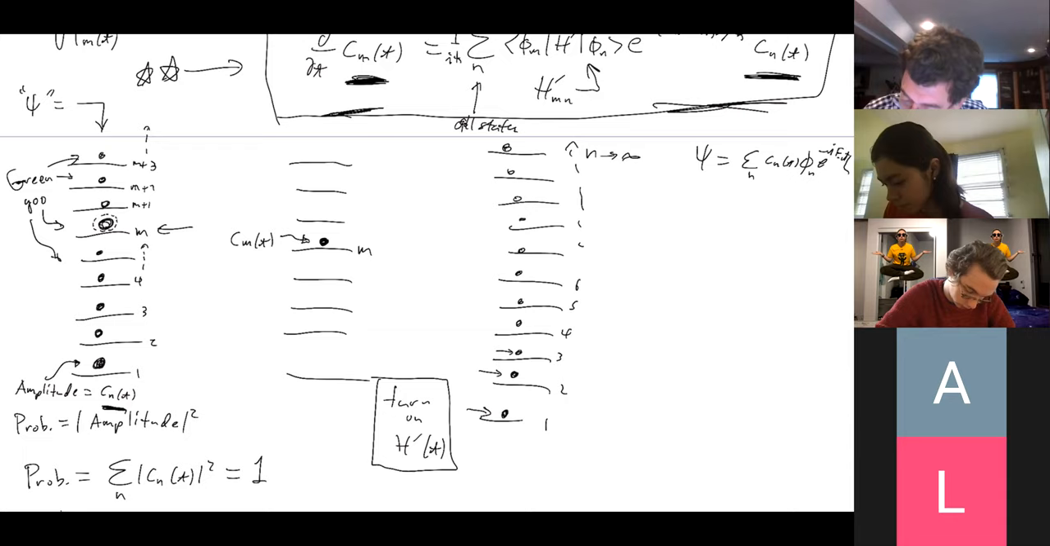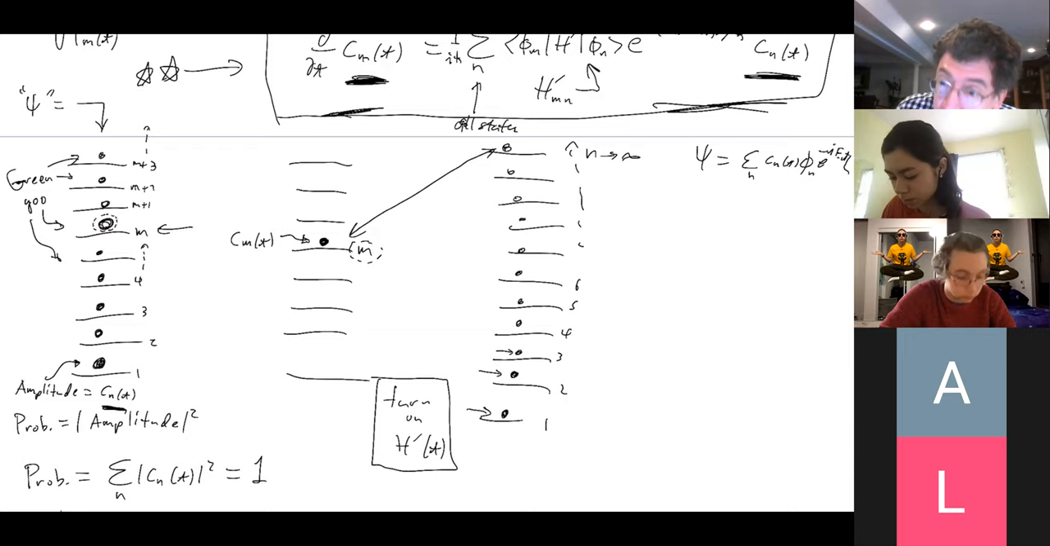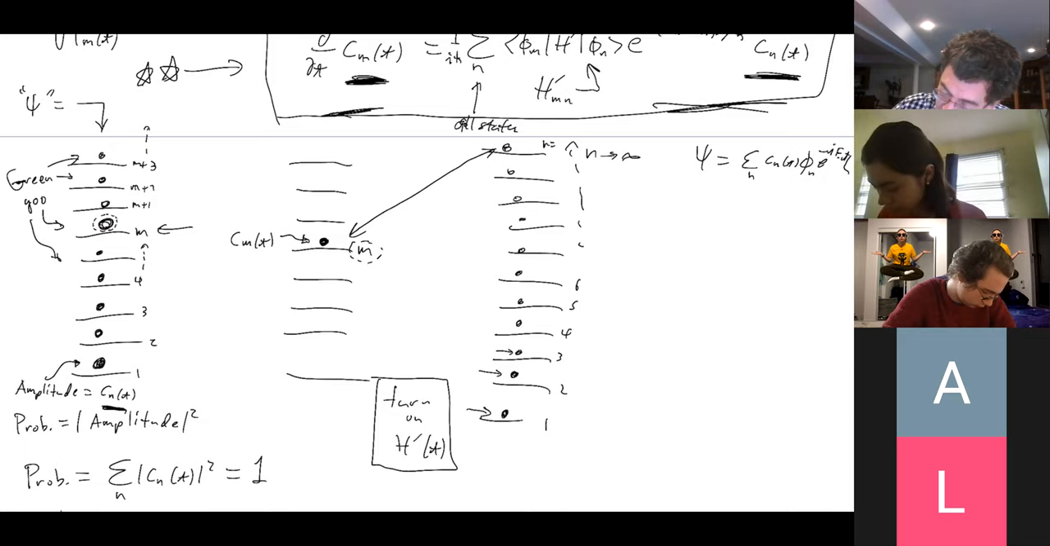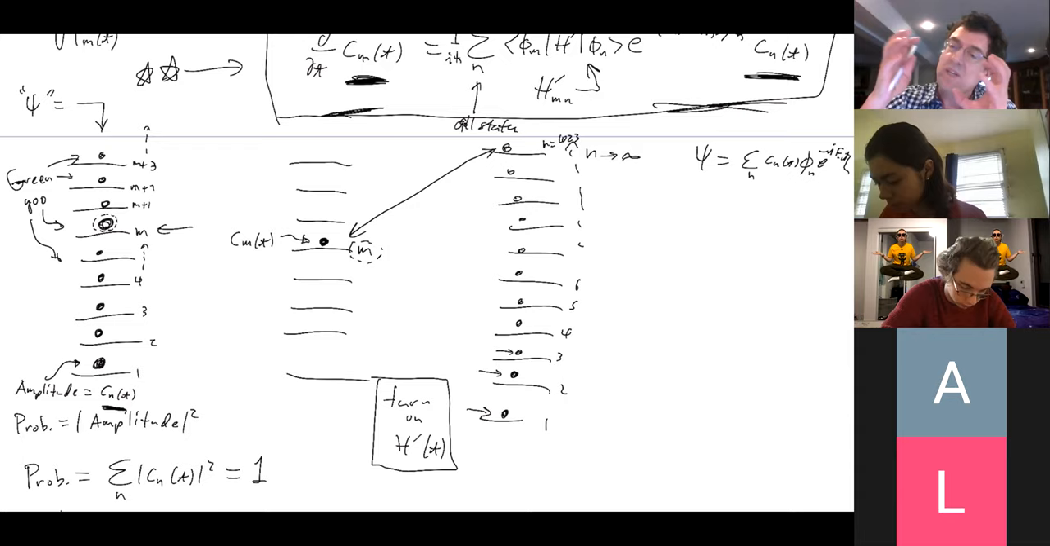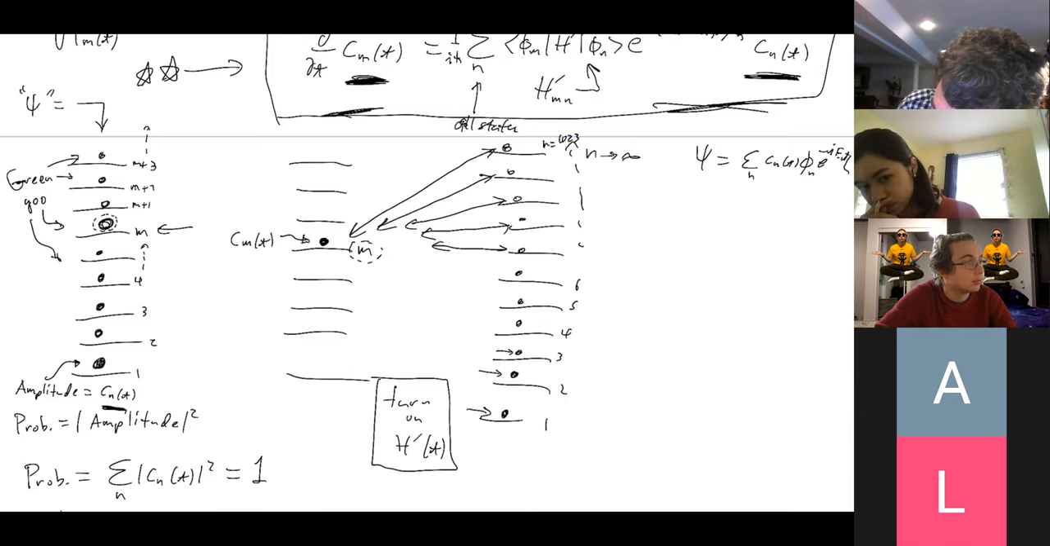But now let's just focus on this one state, the mth state. Once I turn on the perturbation, every one of these states starts sharing its fluid with the mth state, and the mth state shares its fluid with them too. So if I look at this state, say n equals 1023, the 1023rd state, whatever amplitude, whatever green goo is in that state, starts getting shared with the mth state. But how about this guy? Yeah, he shares too. And how about this guy? Oh yeah, him too. They're all sharing their fluid with this state.